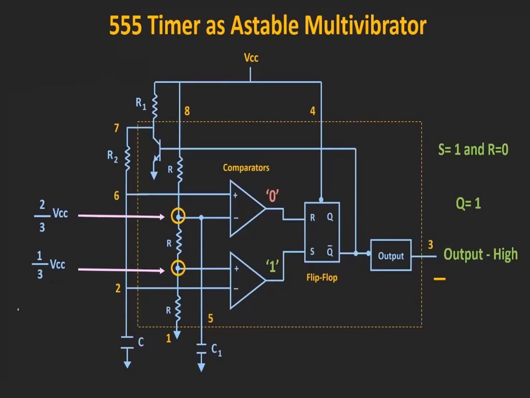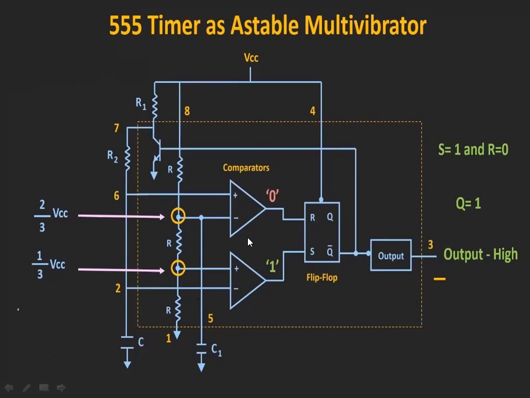One third of 9 is 3, so the voltage at this terminal will be 3 volts. So 3 is greater than 0, because the positive is greater than the negative, since this terminal is 0. As the positive terminal has the higher value, the output of this comparator is 1.